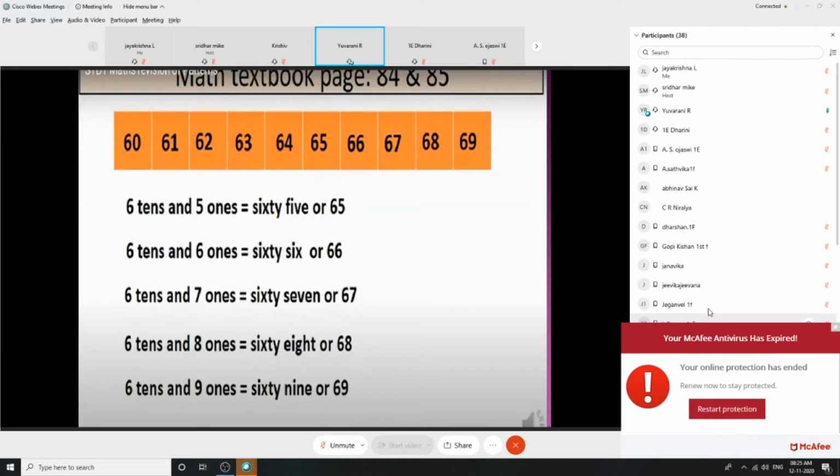Harshan, Jay and Krishiv. Okay, Krishiv R followed by Lingesh, Mohammed Sayan and Monish. Yes, Krishiv. Six tens and five ones makes? 65. Wonderful, Krishiv. Thank you.